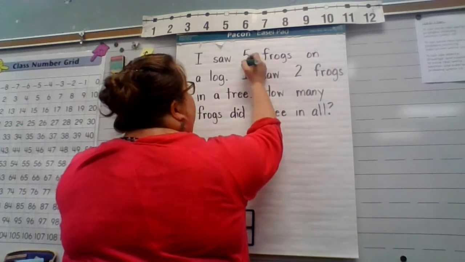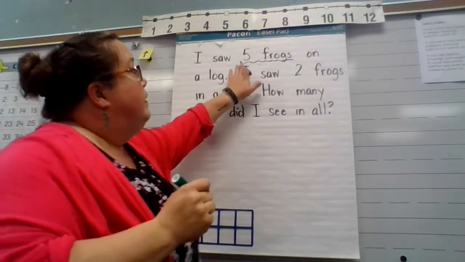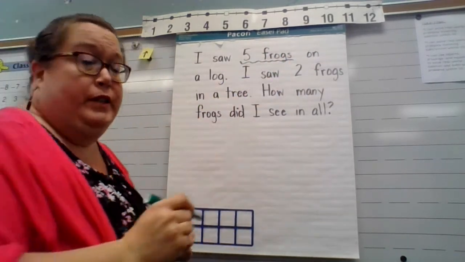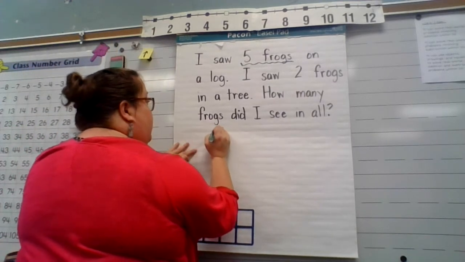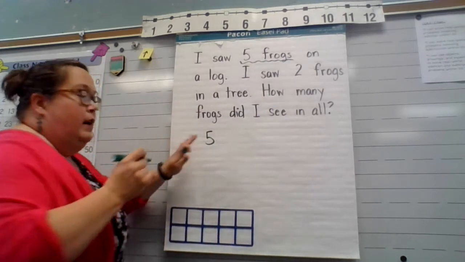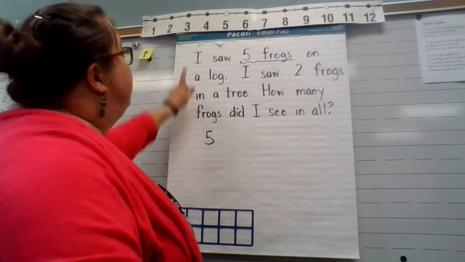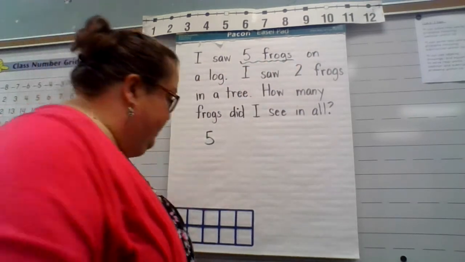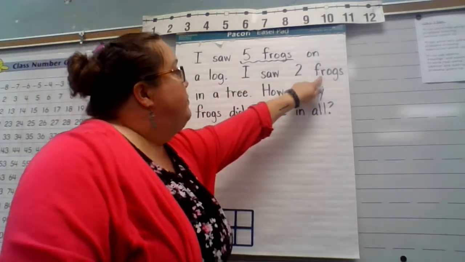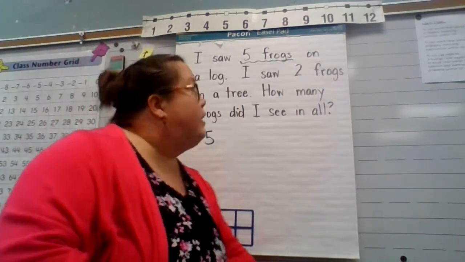I'm going to underline that. 5 frogs. That is important. And I'm going to write it down here, the number 5. That's important, and I'll show you why later. Okay? All right. I saw 5 frogs on a log. Got that part. I saw 2 frogs in a tree. That's the second important part.